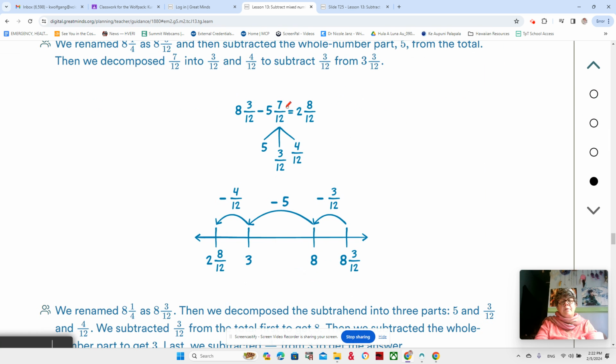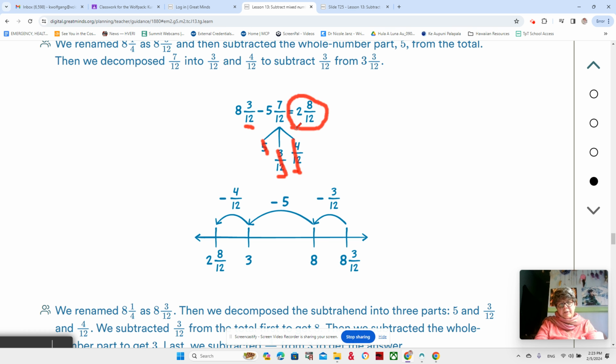Then we have breaking our 5 and 7/12 into 3 parts. Why 3/12 and 4/12? Because 3/12. Okay. So obviously they're already changed to 12ths. Break them into 3 parts. And we could use the number line starting at 8 and 3/12. Take away 3/12. All right. Got rid of the 3/12. Now we're at 8. Take away the 5. And then take away 4/12, jumping back to 2 and 8/12.